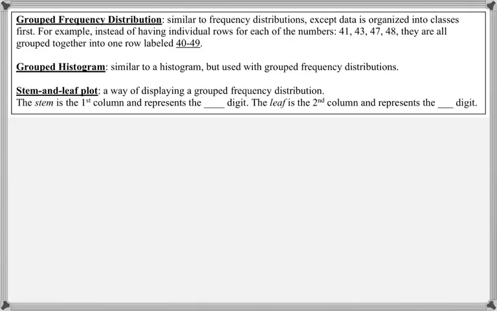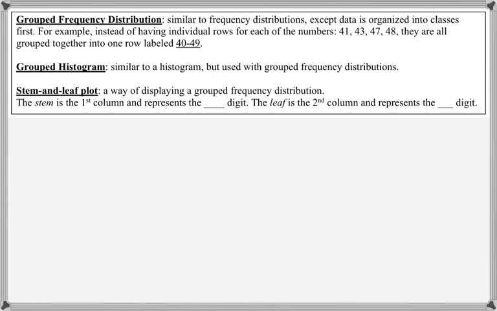Grouped frequency distributions are similar to normal frequency distributions, except data is organized into classes first. For example, instead of having individual rows for each of the numbers 41, 43, 47, and 48, they are all grouped together into one row labeled 40 to 49, so the 40s.